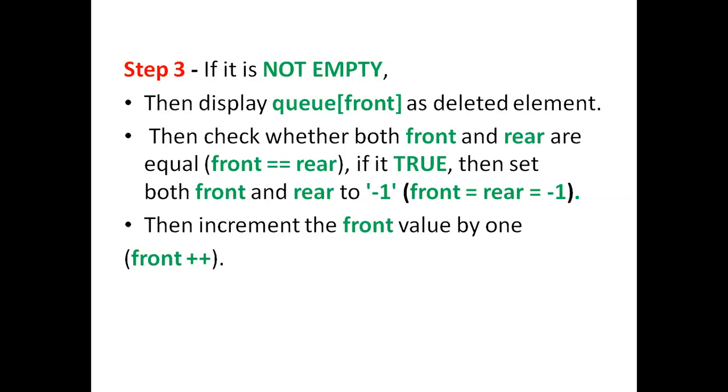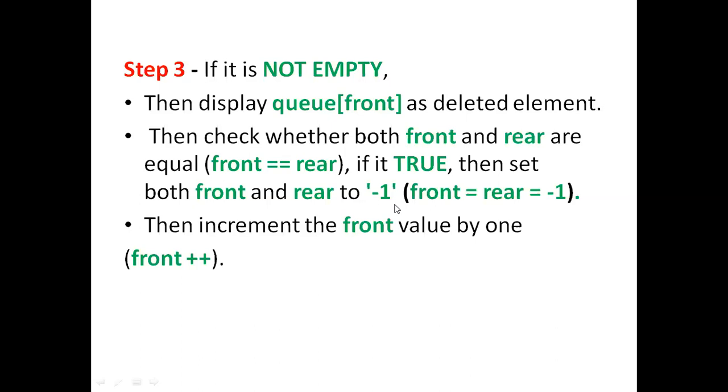Front and rear are equal means two cases are there here. If it is empty, front and rear values are equal. In case our queue is containing only one element, the front and rear values are indicating the same position. Suppose after inserting the first value, our front and rear are indicating 0 index. In case Q is empty, our front and rear value is indicating -1. So two cases are there. This condition is true. If it is true, then set front and rear values to -1. That is, front is equal to rear is equal to -1.